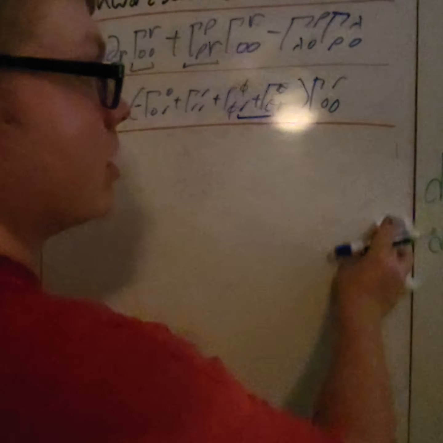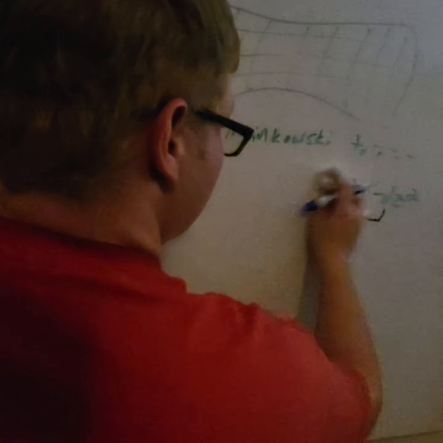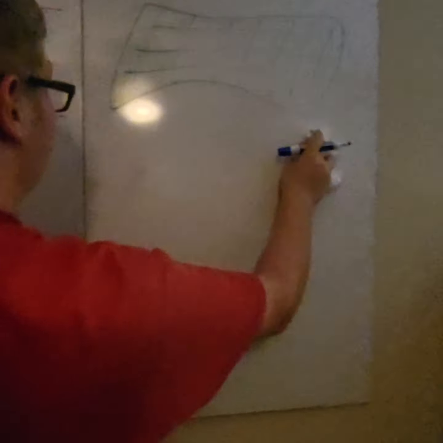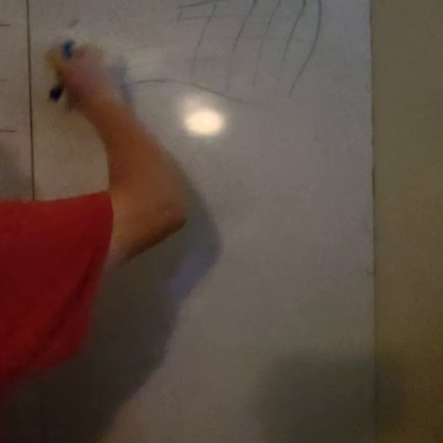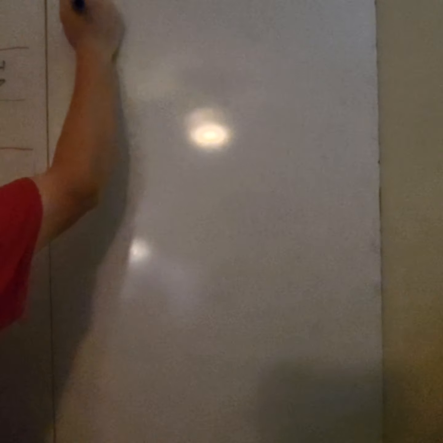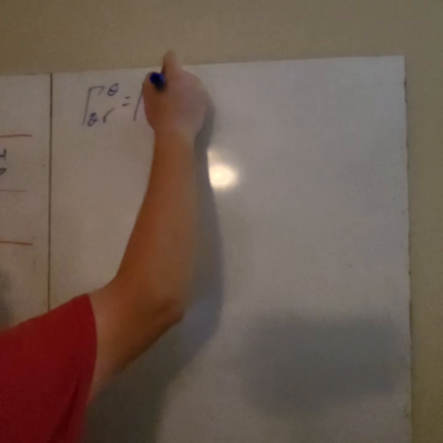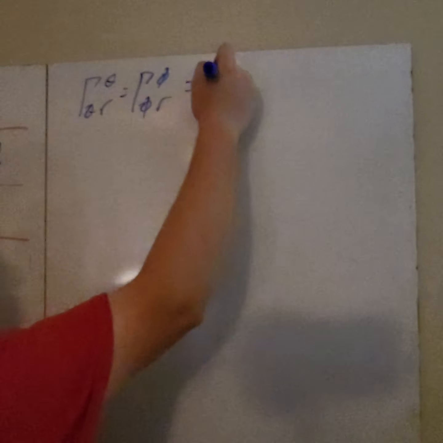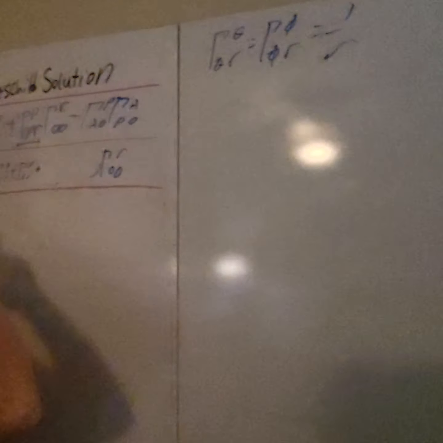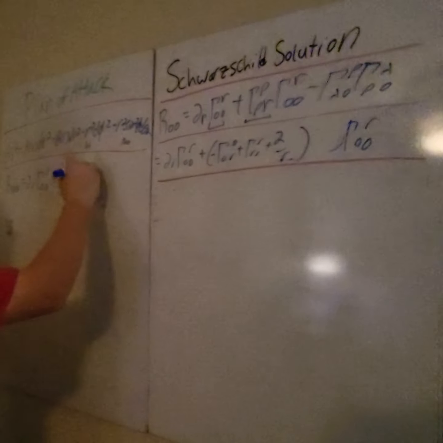So I'm actually going to write a little bank of Christoffel symbols over here, so we don't have to keep recalculating them. So when you sum over these two, that's 2 over r.